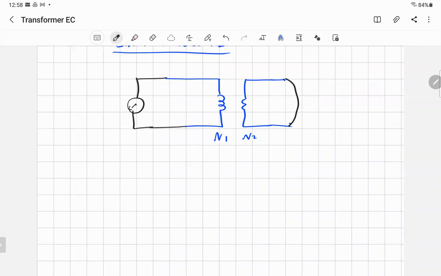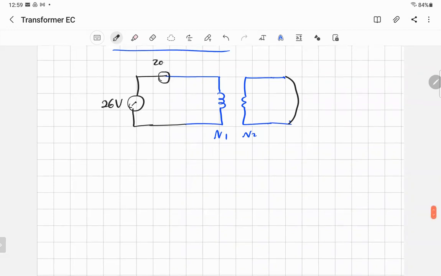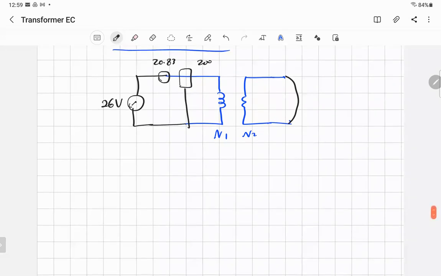I will just write the values they measured. They found that the voltage increased up to 26 volts, and the amps that they measured were 20.83, and the power was 200 watts. So that's the only measurement they got.